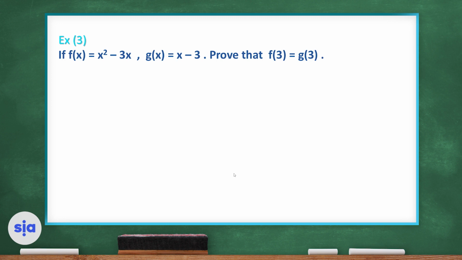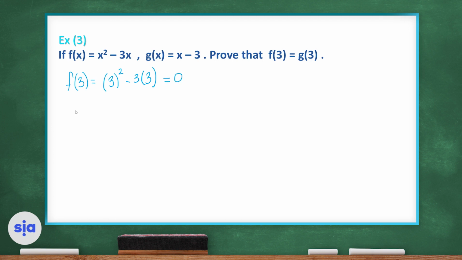Example 3. If f of x equals x squared minus 3x and g of x equals x minus 3, the question here wants you to prove that f of 3 is equal to g of 3. So, first of all, you need to go and find the f of 3. F of 3 equals 3 squared minus 3 times 3. The result here is 0.